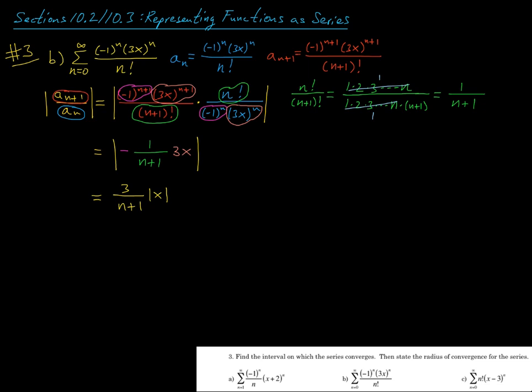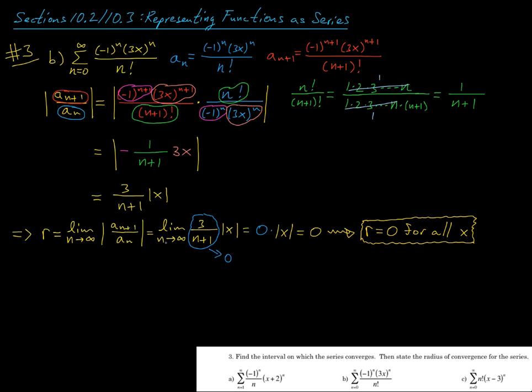All right, so now to compute r, which is the limiting value, right, of this quantity, note that as n approaches infinity, 3 over n + 1 approaches 0, right? And it's multiplying the absolute value of x. So in the limit, right, we're going to get 0 times the absolute value of x, and that is equal to 0.